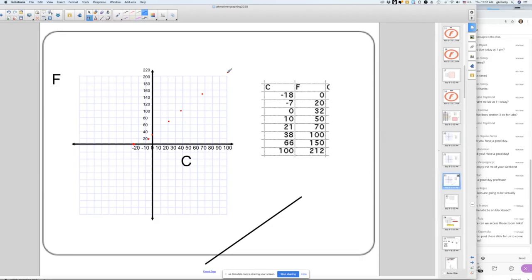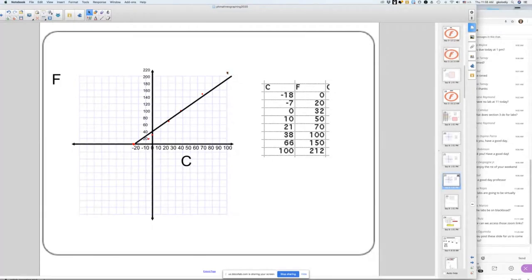The last dot up here is 212. We're just a little bit off the paper here. 212 and 100. So that's the last dot. So these appear to be in a straight line, and what you do is you draw the best straight line right through all of them, including those negative numbers.